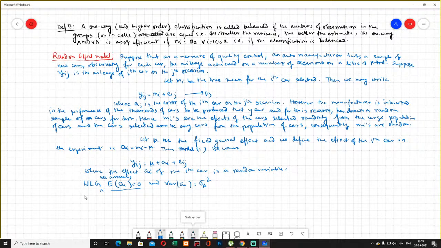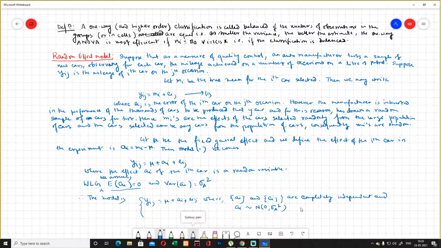Therefore, the model is yij equals mu plus ai plus eij, where ai and eij are completely independent. I assume that ai follow normal 0 sigma a square independently and eij follow normal 0 sigma e square independently for all i and j.